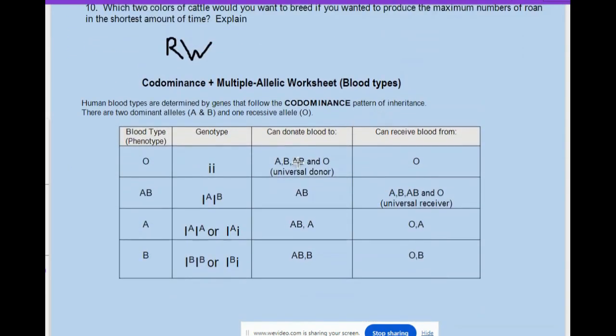All right, blood types. I'm going to cross this out because these confuse people. Don't even look at this stuff. Let's look over here. We got 4 different blood types. We got type O. O is recessive. There's only one genotype you can have. I'm type O. You got to have 2 recessive alleles. These are the O alleles, little i.